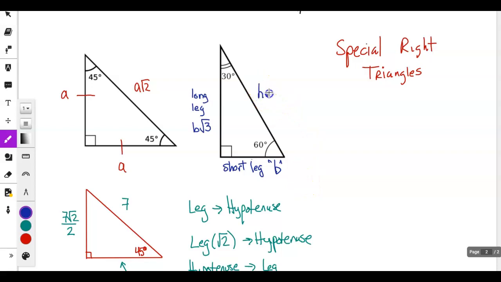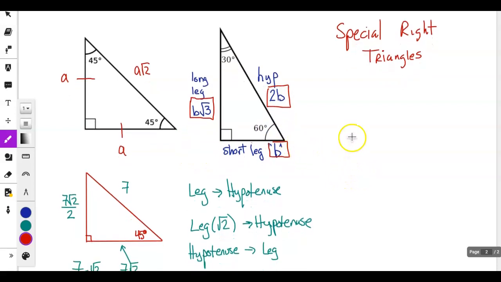And then to get the hypotenuse, you take the short leg, which is B, and you multiply it by 2. So those are the formulas right there. The short leg we call B. The long leg we call B root 3. And the hypotenuse we call it 2B.